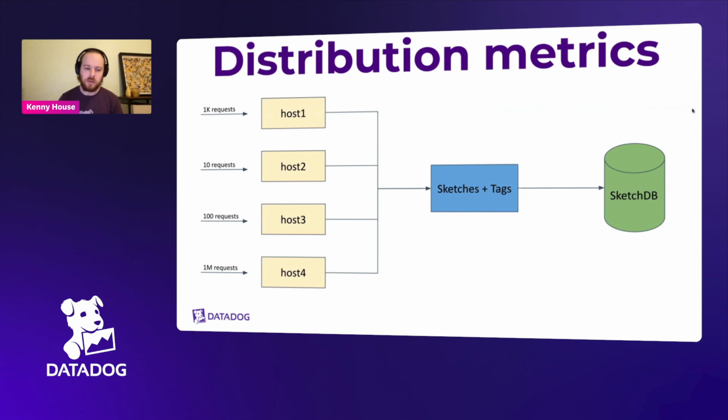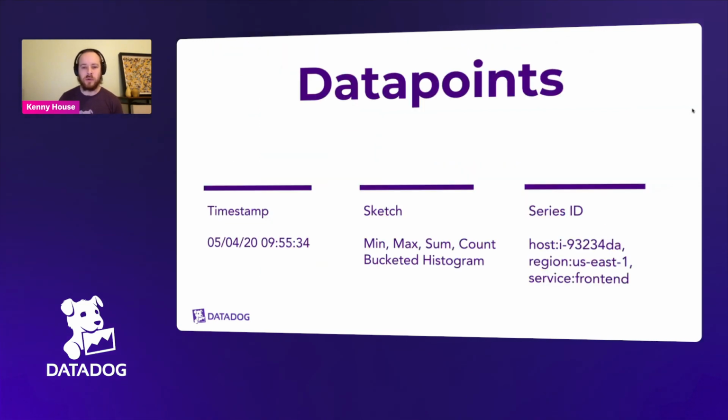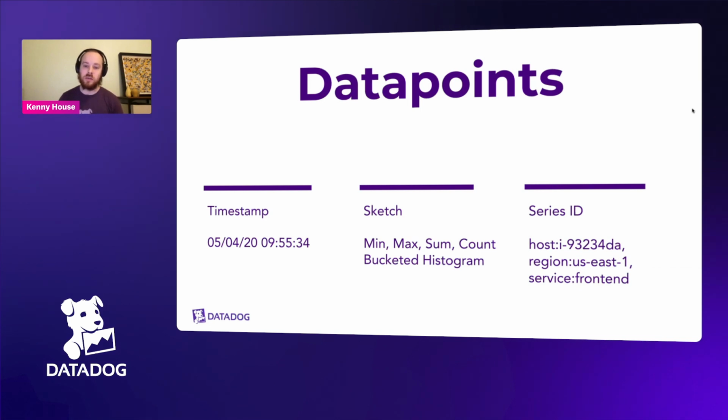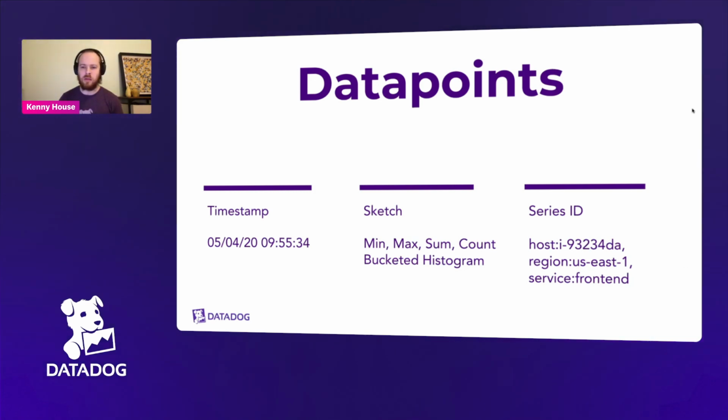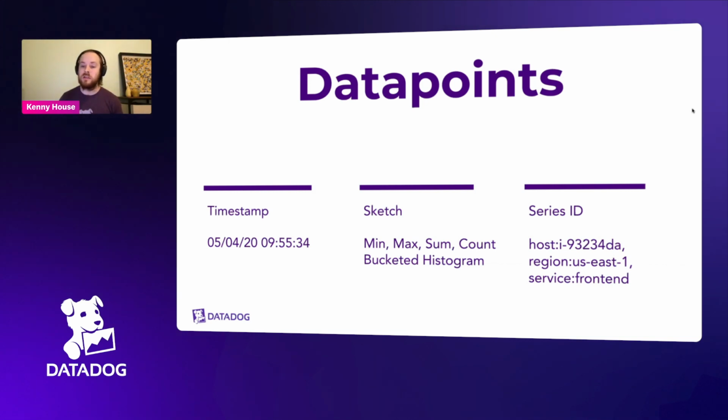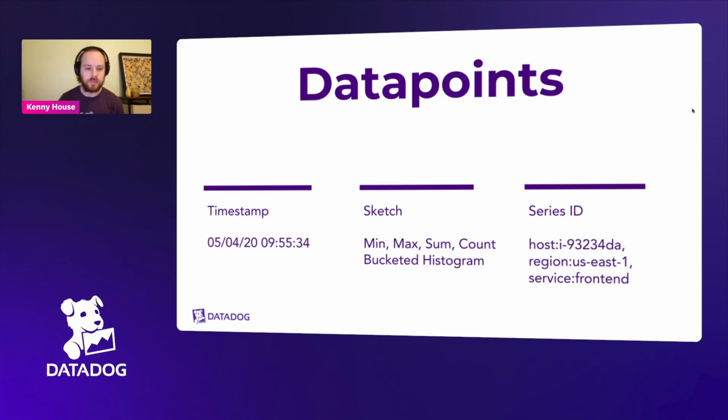So for SketchDB, the kinds of data points we're concerned with are slightly different than with TagDex. So we similarly have a timestamp. But instead of a single value with SketchDB, we're looking at a more complex data structure with multiple values for the sketch. So at least the min, max, sum, count, and a bucketed histogram that helps us describe the quantiles. And then additionally, there's a series identifier that corresponds to those tags that James was just talking about.